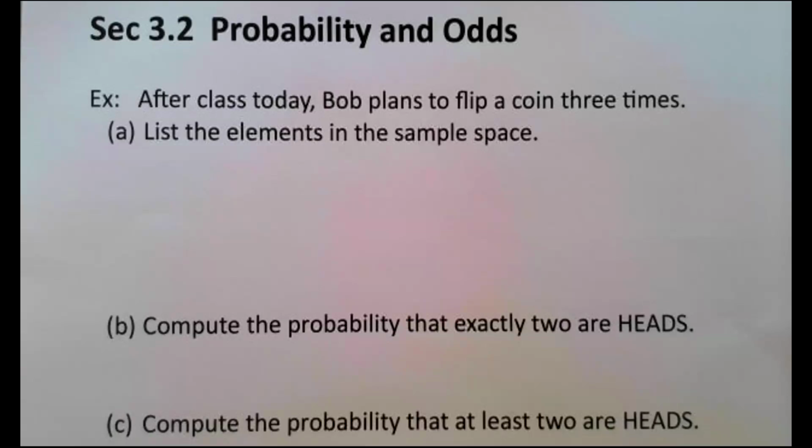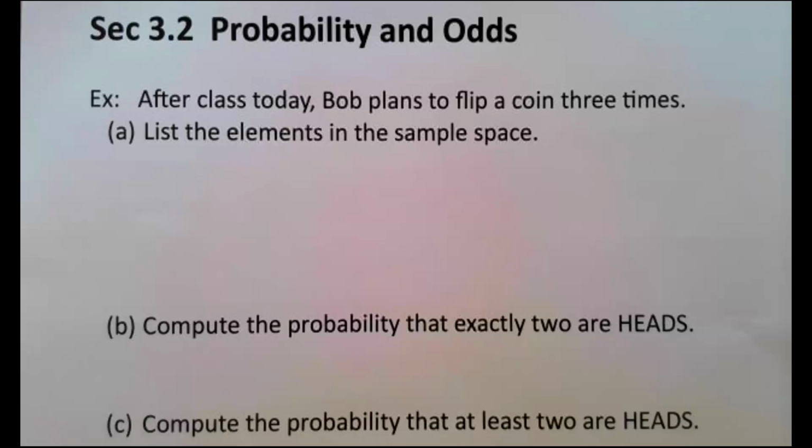After class today, Bob plans to flip a coin 3 times. List the elements in the sample space. In other words, what could happen? For example, you could get 3 heads in a row. That's one thing that could show up in the sample space. You could get a head and then a tail and then a head. That's another thing that could show up in our sample space. Let's list all of the different things that could happen. That makes up what we call the sample space.